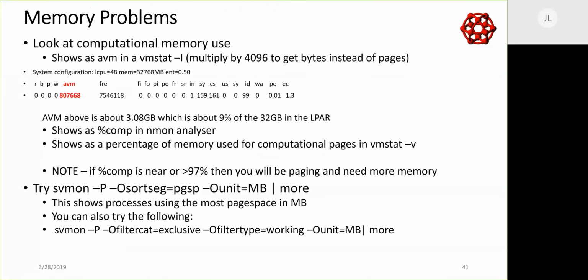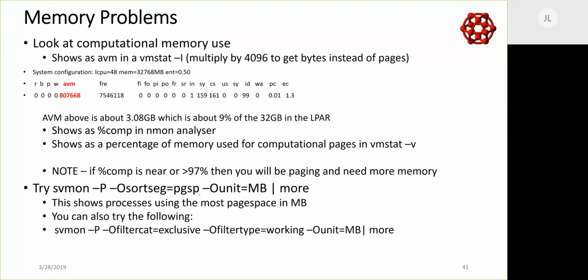A couple of things about memory problems. You can look at your computational memory use. As I said, it'll show as AVM, or if you look at an M1 analyzer, percent comp, or again as a percentage of memory. And we already talked about if it's near 97%.